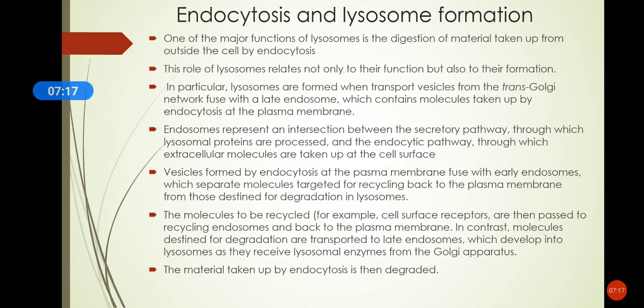From early endosomes, late endosomes are made and they develop into lysosomes once they receive the lysosomal enzymes from the Golgi network. So the things to be degraded in the endosomes are made to fuse with the vesicles from the TGN. These vesicles contain the degradative enzymes, and they fuse to form lysosomes, and inside these lysosomes the things to be degraded are degraded.